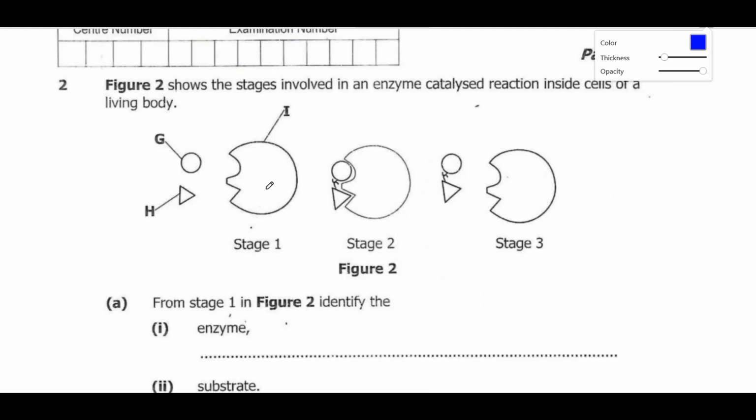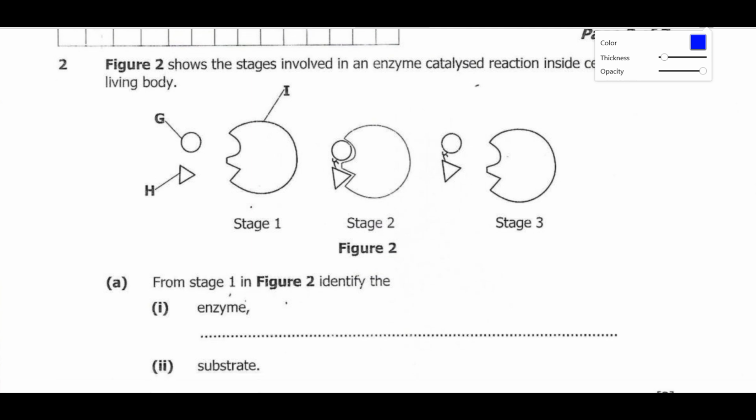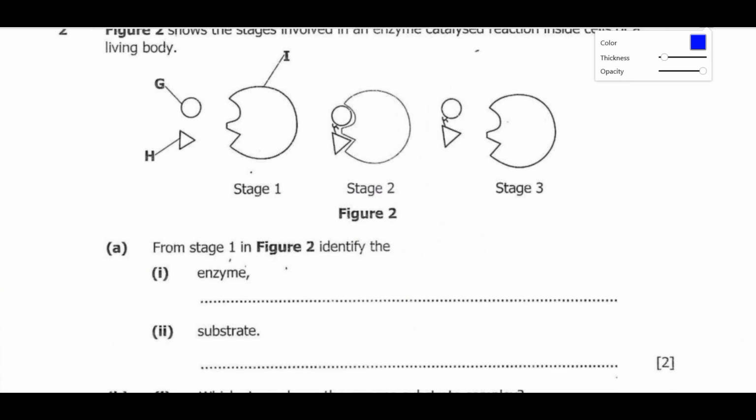Right, so now we can move on to the last question for this video. Figure 2 shows the stages involved in an enzyme catalyzed reaction inside cells of a living body. So we have parts G, H, and I, stage 1, stage 2, stage 3. Right, so for the first question, we are told, from stage 1, in figure 2, identify the enzyme.